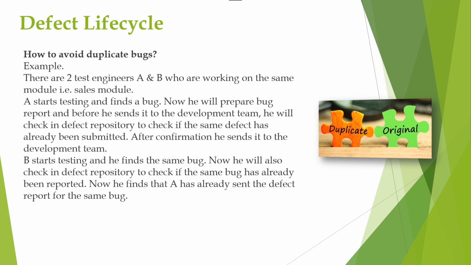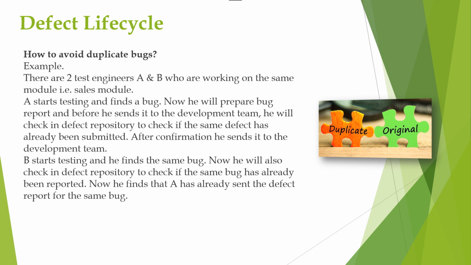If the search result is no files, then test engineer A will report the defect in the defect repository and then send the defect report to the development team, who will then assign it to some development engineer. The next day, test engineer B finds the same defect and also prepares a report. But before he sends it to the development team, he first logs into QA, and in the defect repository he searches for the keyword sales, and he finds the report which was earlier sent by test engineer A. So he does not send the defect to the development lead.